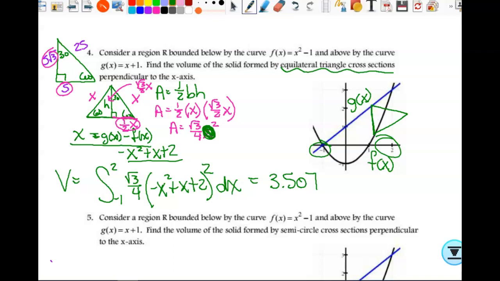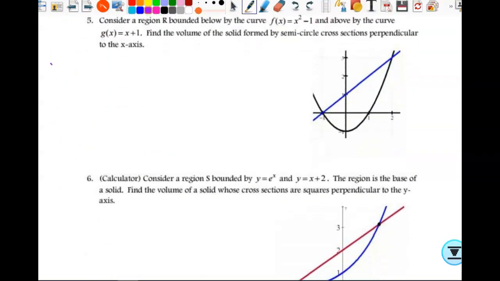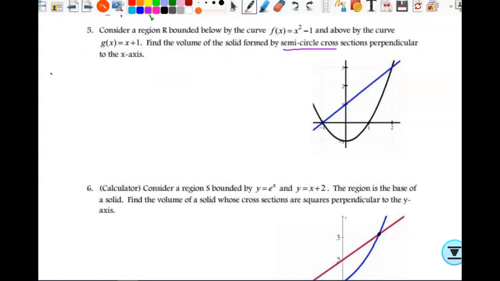All right. So now we're going to look at the semicircles. Semicircle cross sections perpendicular to the x-axis. So show us your beautiful work of art without dropping it. Let everybody see your semicircles. Ooh, y'all aren't even looking at their semicircles.